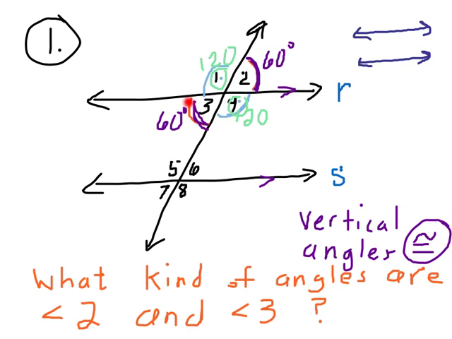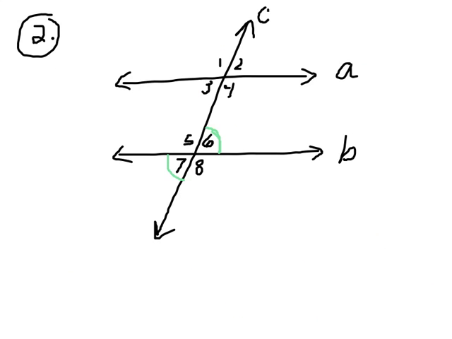So a lot of vocabulary in geometry. 2 and 4 are also supplementary because 60 and 120 is 180. Supplementary angles make 180. Vertical angles are equal. Let's move on. Okay, so I'm going to save myself some writing here on this question.